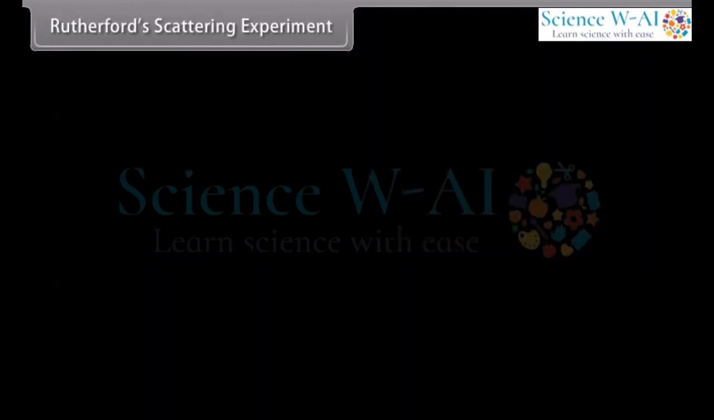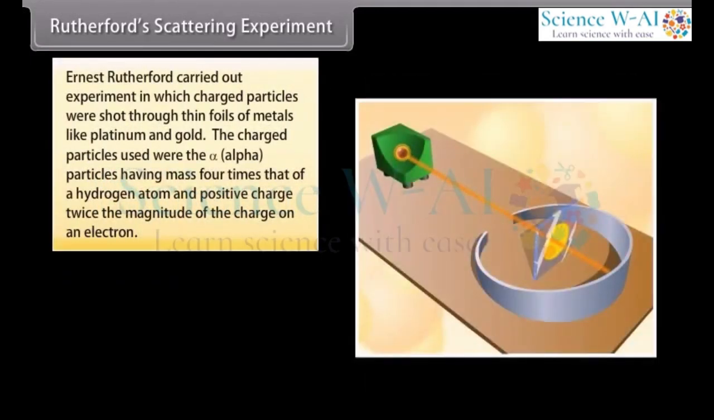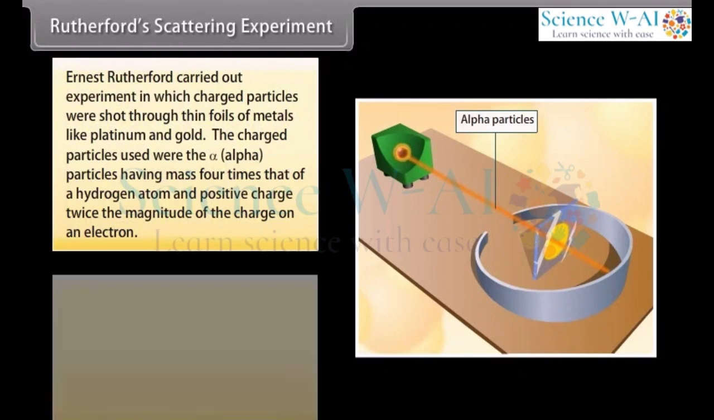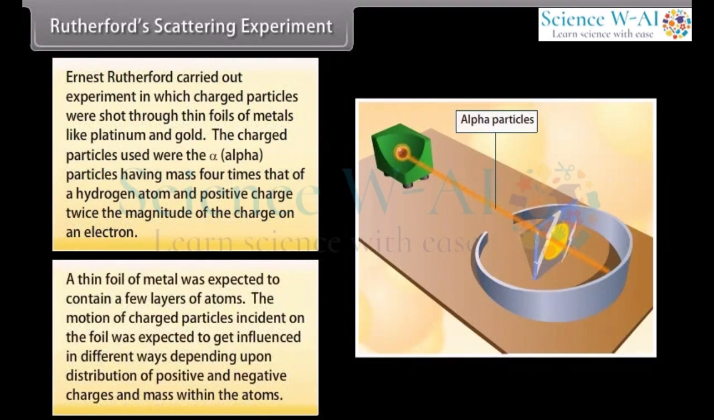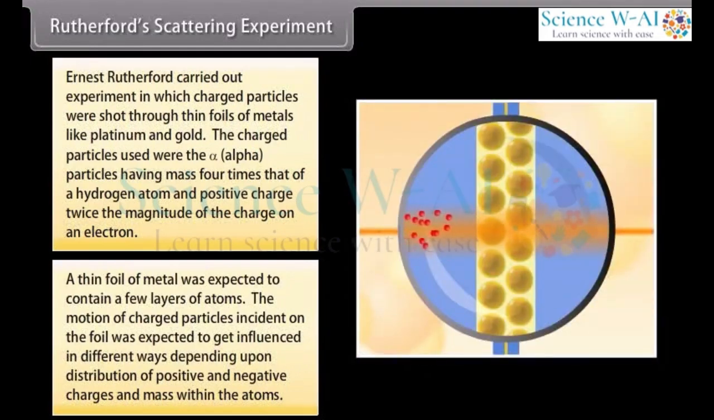Rutherford scattering experiment. Ernest Rutherford carried out an experiment in which charged particles were shot through thin foils of metals like platinum and gold. The charged particles used were alpha particles having mass 4 times that of a hydrogen atom and positive charge twice the magnitude of the charge of an electron. A thin foil of metal was expected to contain a few layers of atoms. The motion of charged particles incident on the foil was expected to get influenced in different ways depending upon distribution of positive and negative charges and mass within the atoms.